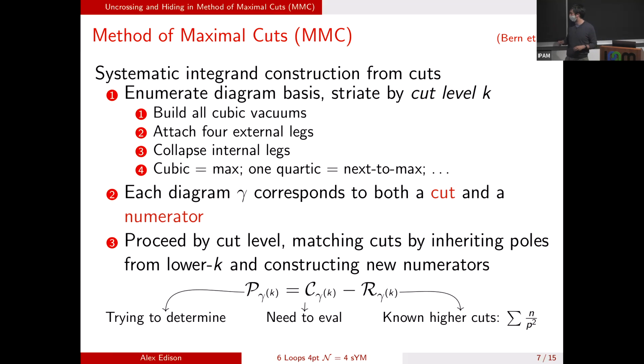So we're trying to determine the P's. We need some way to evaluate the C's. And the R's are just stuff that we've already evaluated coming along for the ride.